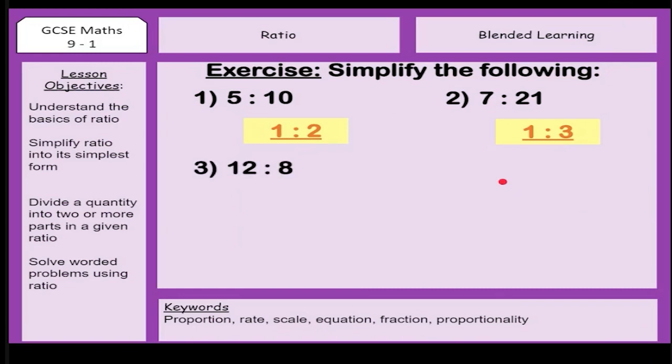12 to 8. Now, I can pause this if you wish, and then have a go. It doesn't matter that the first number is bigger than the second number.